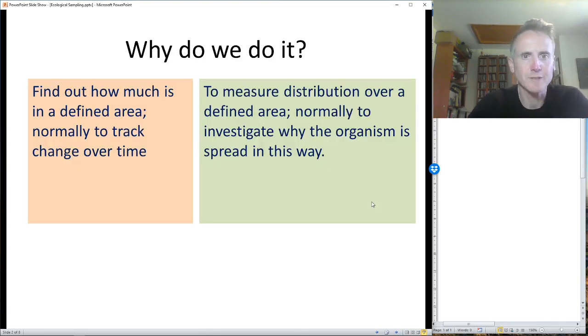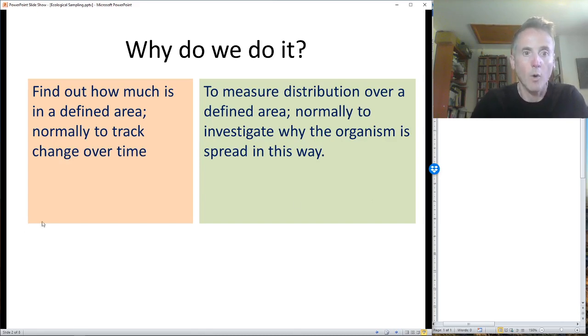Why do we do ecological sampling? I've got two things here. It might be to find out how much is in a defined area, normally to track change over time. So if I'm a conservationist, I might want to make sure that the efforts I'm putting in to protect an area are having an impact, and therefore I might go to a certain area every year, measure what's there, and go back year on year to track what's happening. Doing a one-off survey of what's there is pointless. You have to keep going back to get more data on how things have changed.